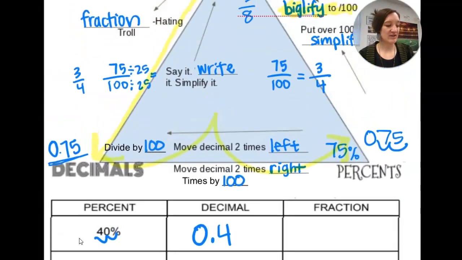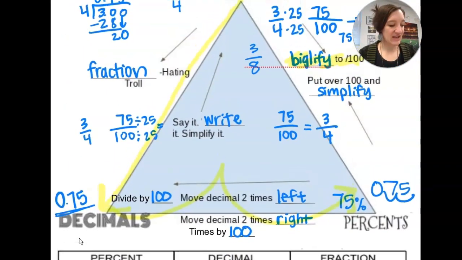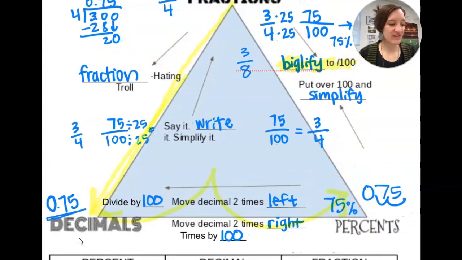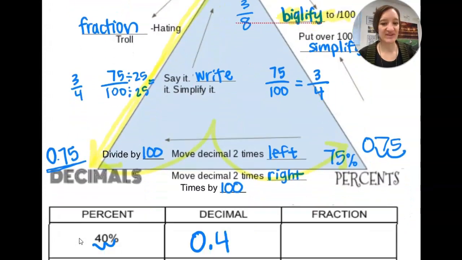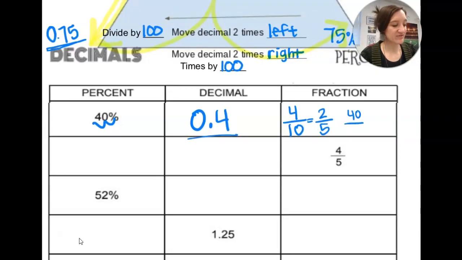We can take it down here as the percent, put it over 100 and simplify it. Or we can take the decimal and move that up to the fraction form by saying it and writing it. What I will do is take that percent. Well, this is 4/10, right? So 4/10, which will simplify to 2/5. The other option is to take the percent, put it over 100, and simplify it. You still get 2/5. Okay?